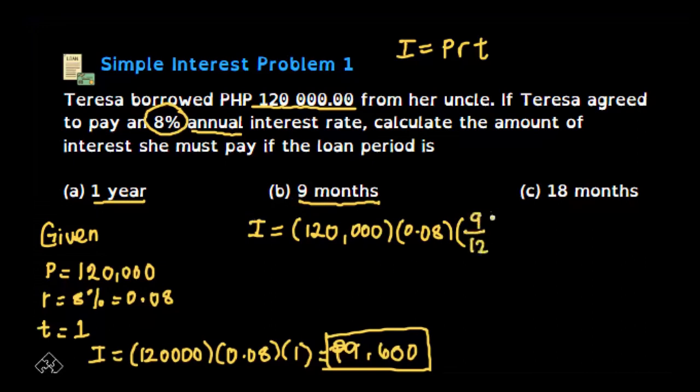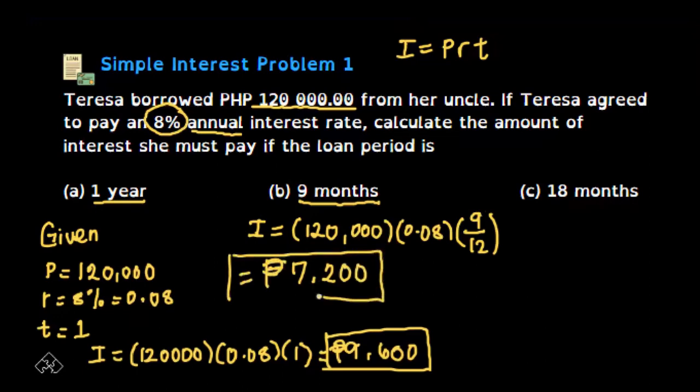9/12. Okay? So, there are 9 months over 12 months. Kasi sa isang taon nga, yearly, meron tayong 12 months. Thus, the I or the interest would be 120,000 times 0.08 times 9/12 is equal to 7,200 pesos. Okay, that should be a pesos. So, therefore, lumaki ba yung interest ni Teresa? Okay? Kung 9 months lang niya babayaran, mas mabilis kaysa 1 year, parang mas maliit yung kanyang interest. Unlike dito sa interest na isang taon.